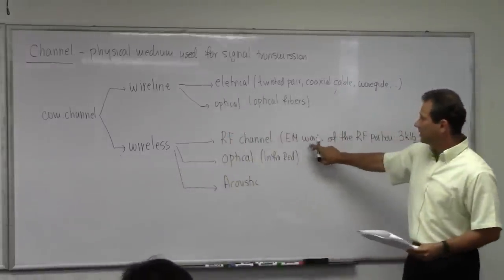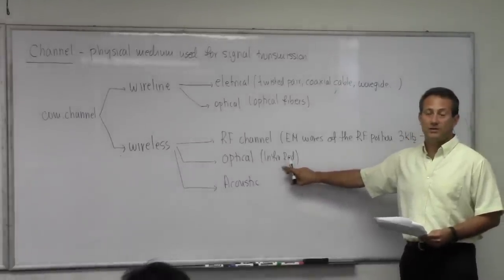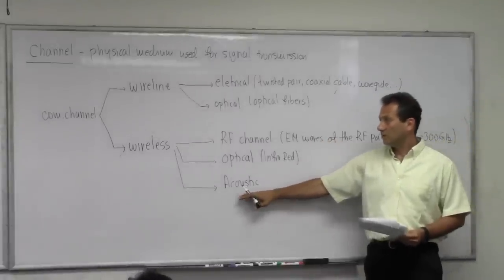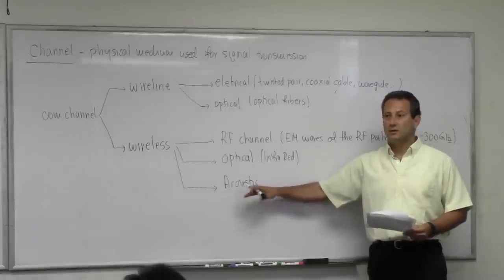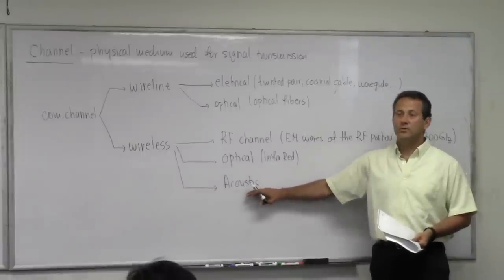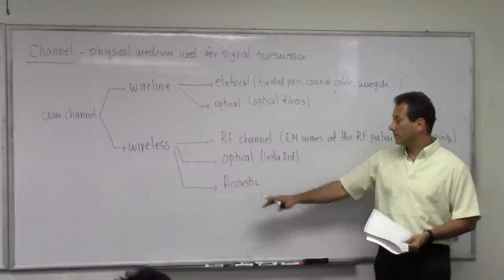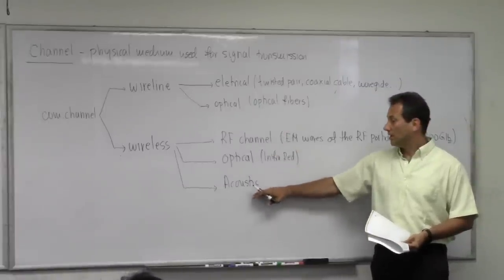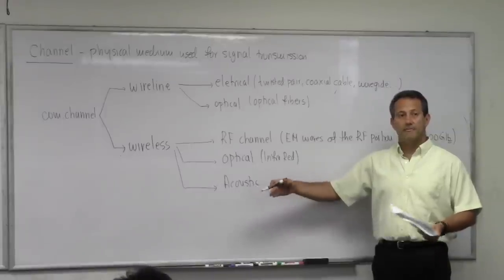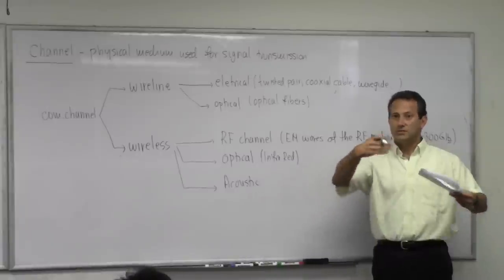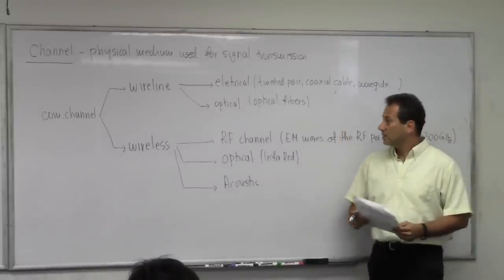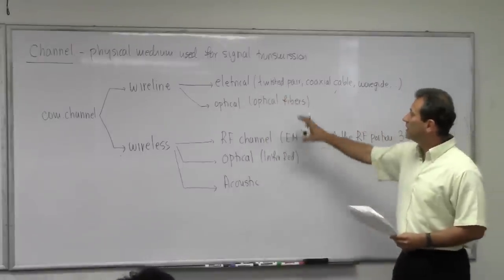Now, both of these, RF channel and optical, are using electromagnetic waves, right? Just different frequencies. This is a lower frequency band, and this is a higher frequency band. Acoustic wireless channel is different. It uses acoustic waves. What is an example of an acoustic wireless channel? Underwater is a prime example, because underwater propagation of electromagnetic waves is limited to a few wavelengths, so you have to use acoustic waves. Even more obvious is this one. When I'm talking to you, we're talking wirelessly, through an acoustic communication channel.